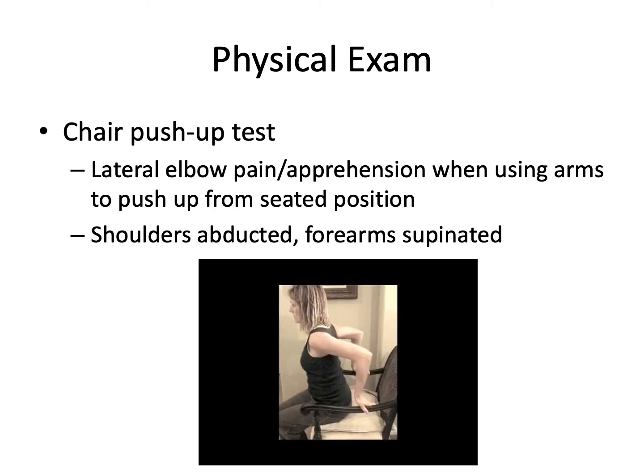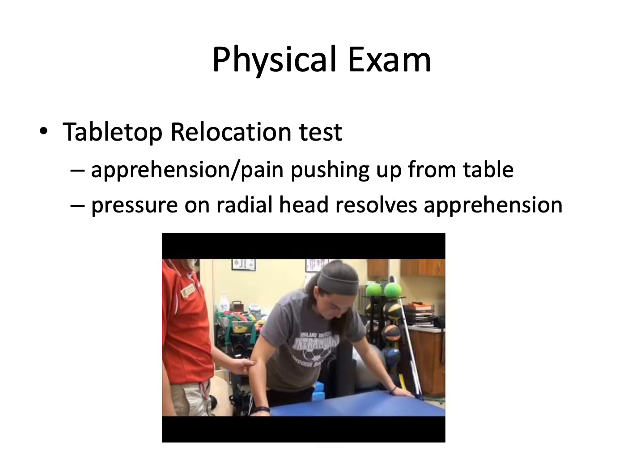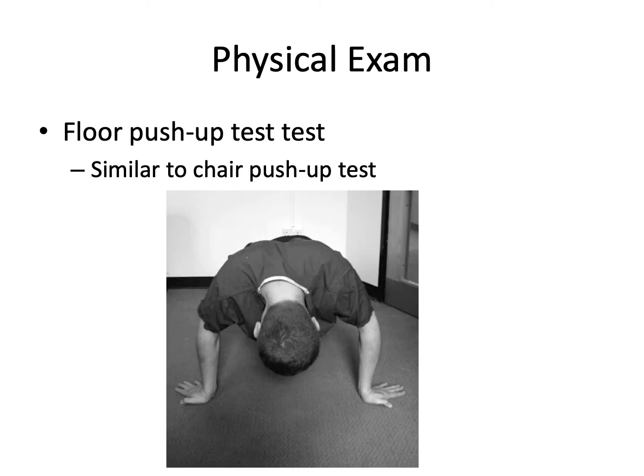The chair push-up test consists of lateral elbow pain or apprehension when using arms to push up from a seated position with the shoulders abducted, forearms supinated. The tabletop relocation test has the patient pushing up from a table and experiencing apprehension and pain at the lateral aspect of the elbow, with pressure on the radial head resolving the apprehension. The floor push-up test is similar to the chair push-up test.